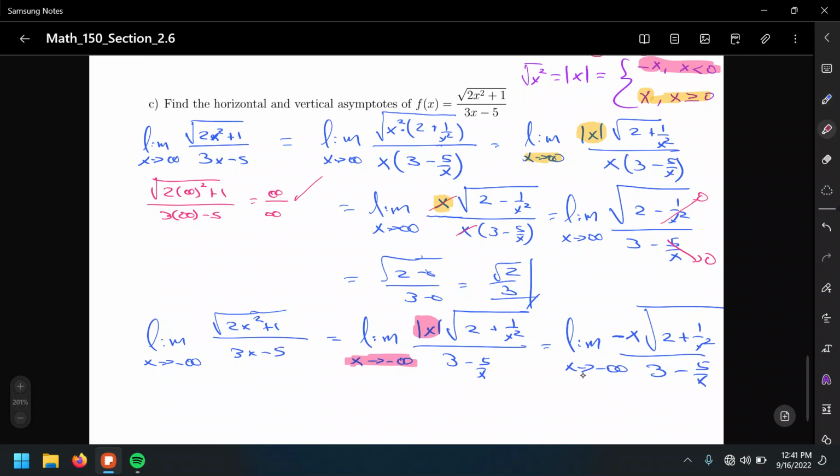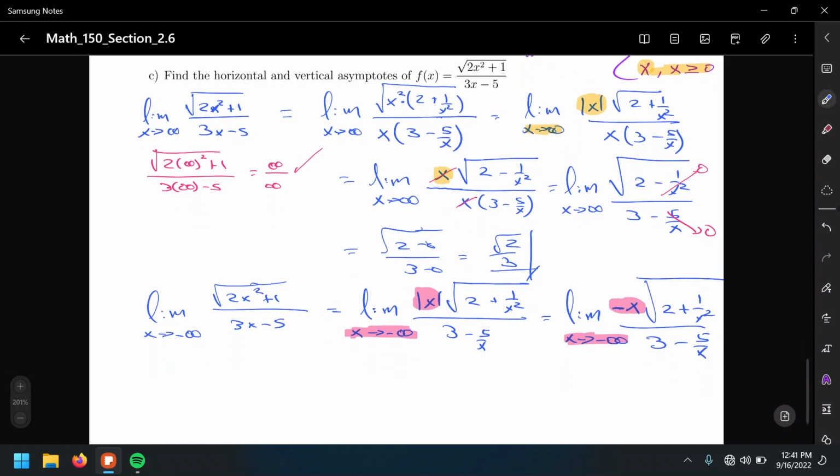I'm going to keep highlighting this with red just so you can see the critical part that is changing here, due to the definition of the absolute value. Oh, I forgot the x right here. I also forgot the x right here, okay?